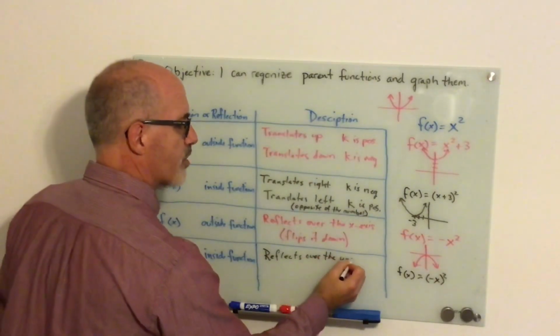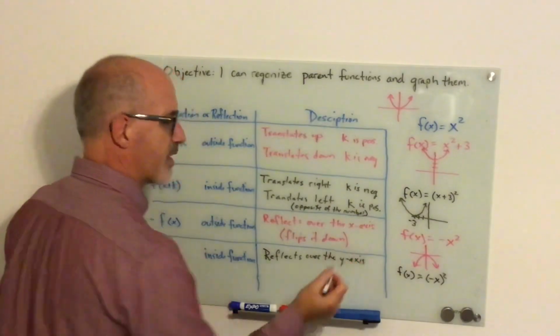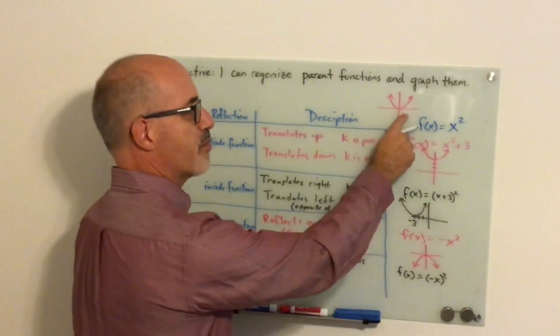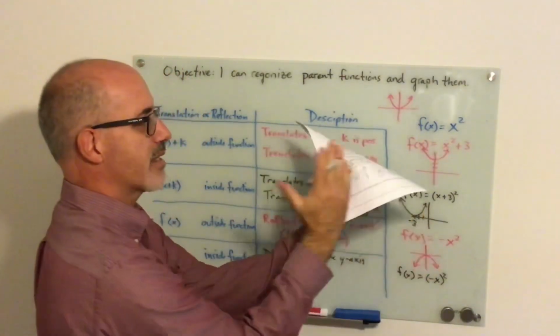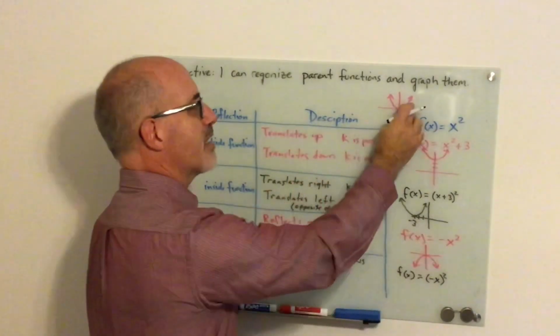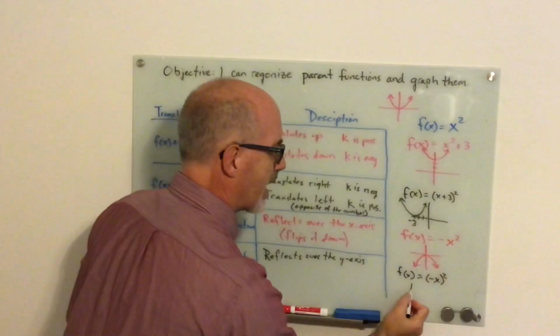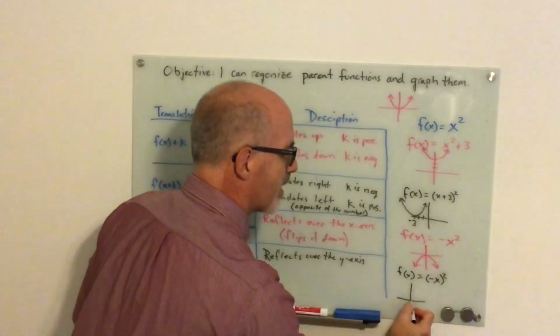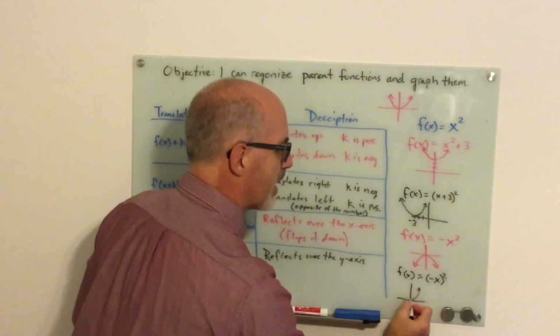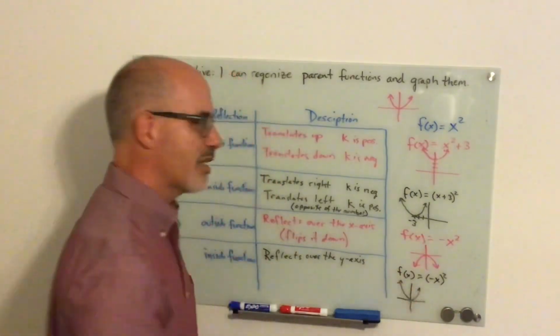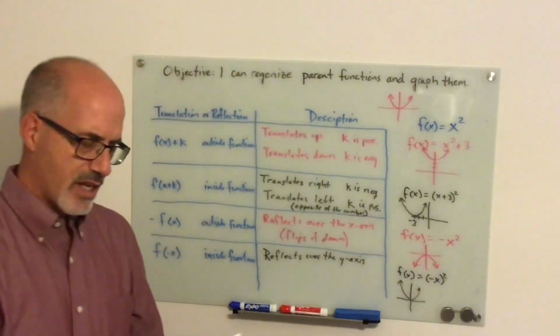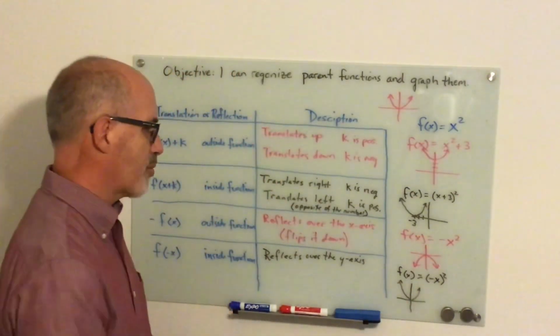So if you were to fold the graph, that's what reflection means, fold this parent function on the y-axis like this, notice this would just be folded over onto that over there. It would look exactly the same in this case. Not all reflections are like that, but with these parent functions, oftentimes that happens with the inside part.